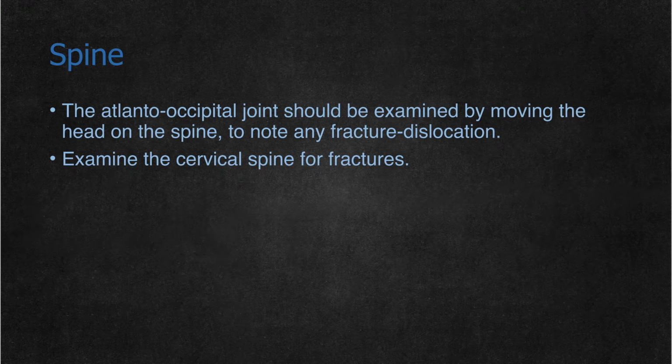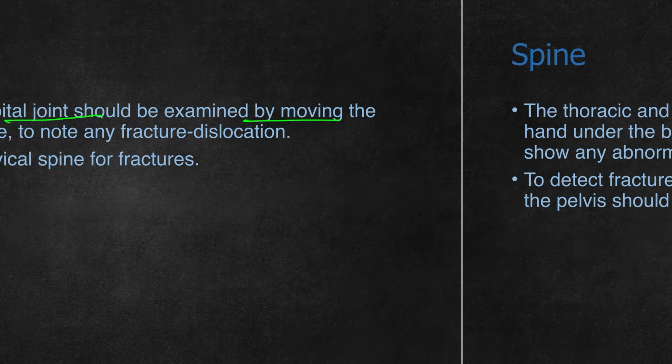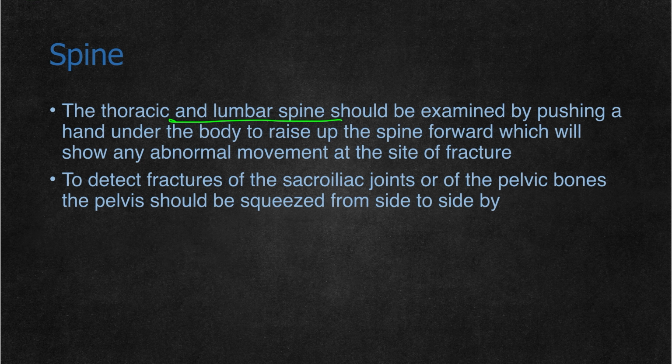After the en masse dissection of all the organs, the spine is visible. The spine has to be examined for fractures. The atlanto-occipital joint should be examined by moving the head on the spine to note any fracture dislocations. Then examine the cervical spine for any fractures. Then the thoracic and lumbar spine should be examined by pushing a hand between the body and the spine to raise it forward, which will show any abnormal movements of the structure.